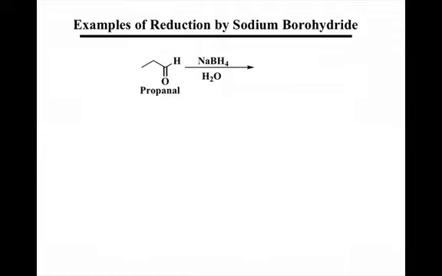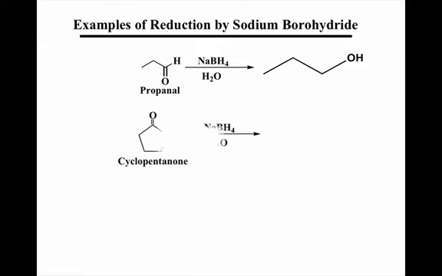Ethanol? It's going to be propanol, and it's going to be a primary alcohol, right? That's right. So we end up with one propanol. If I take cyclopentanone and do this reduction, I'm going to end up with a secondary alcohol, cyclopentanol. Okay?